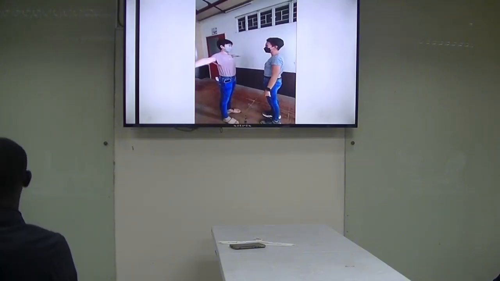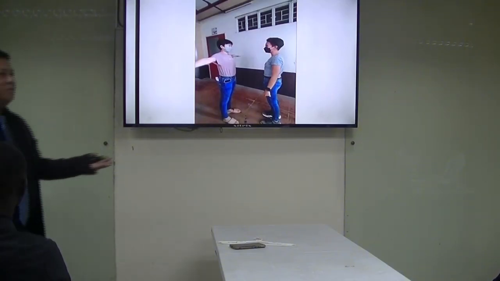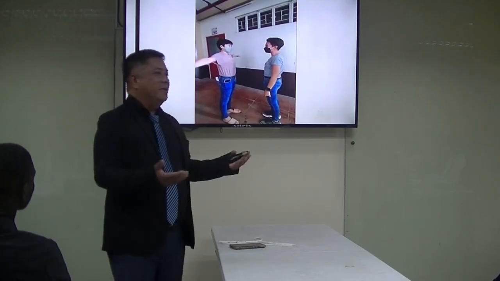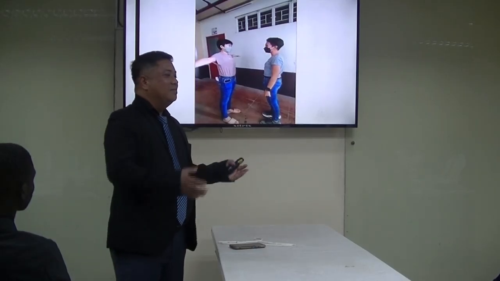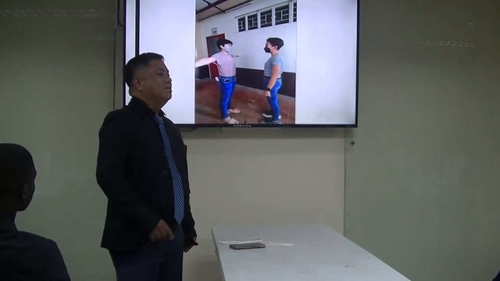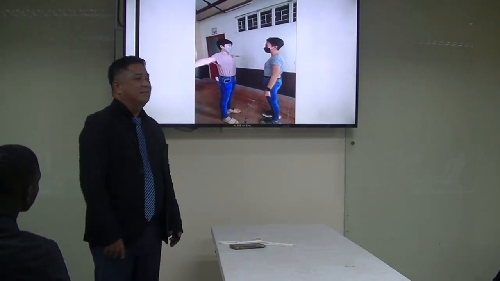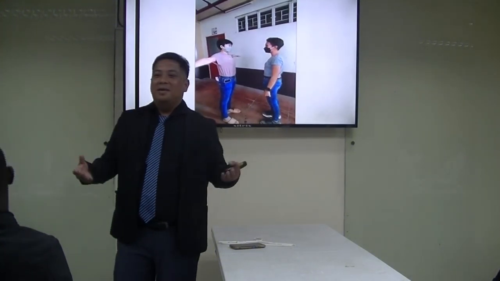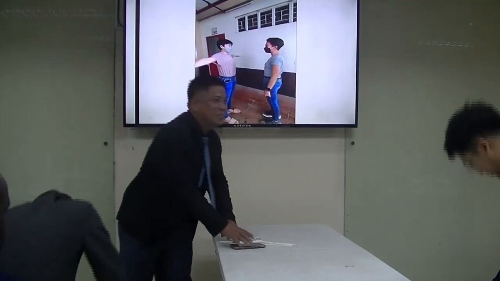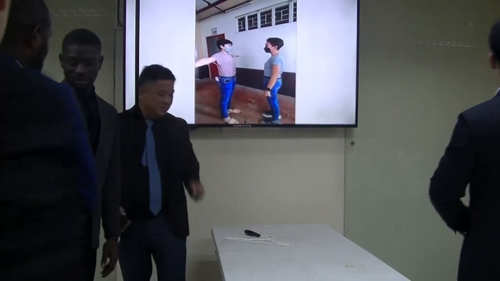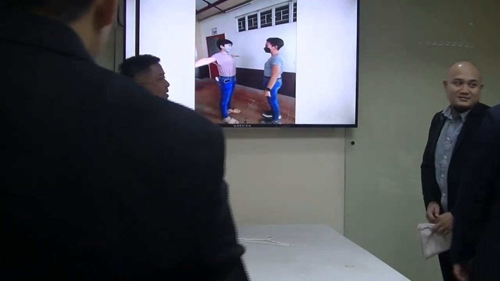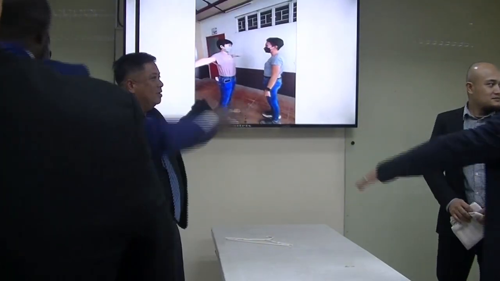So about this body search, I need your cooperation so that it will be more effective. He's your partner, but before doing this body search, the one who's searching must be the same gender as the one who will be searched. So please stand up and search your partner. Maybe you're hiding something. Do it according to your partner.